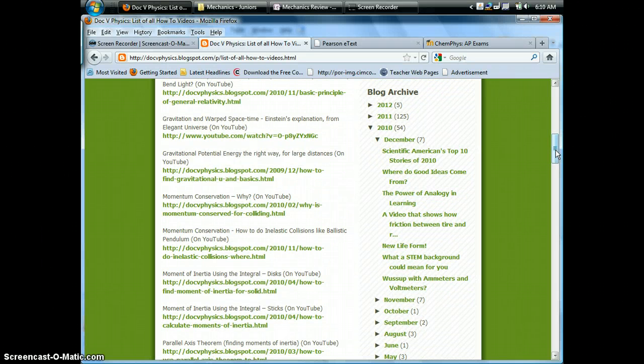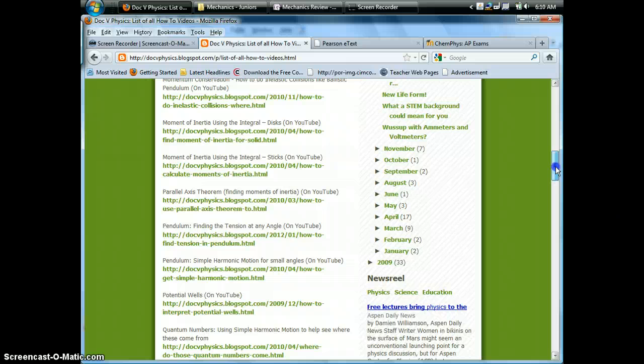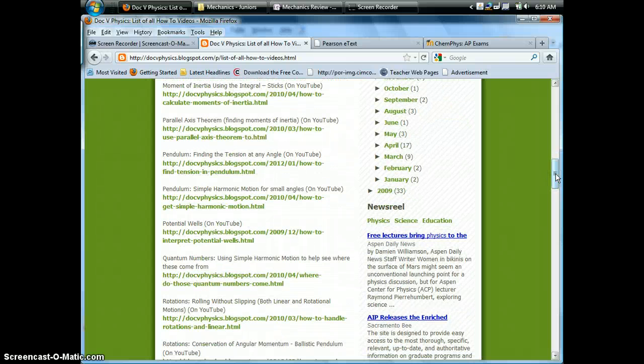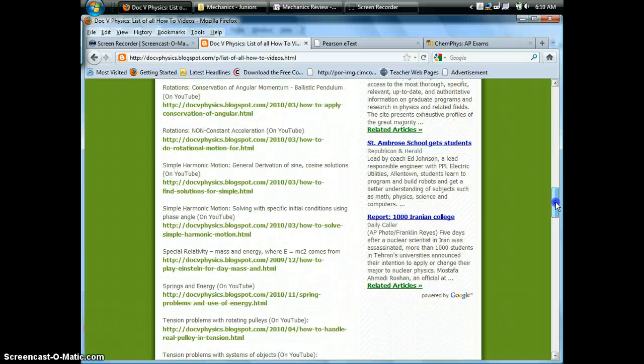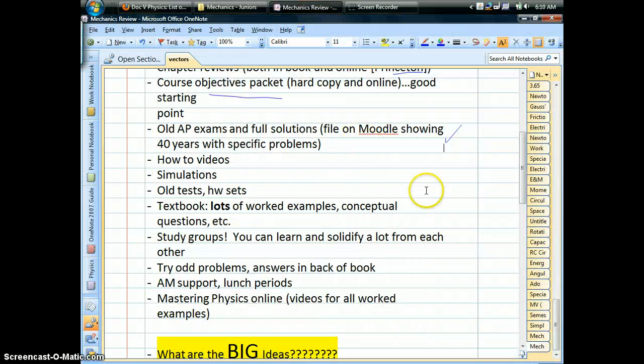For the 3-4 class, momentum stuff and collisions, lots of things on rotations. We've got something on the pendulum. We've got things on those systems, how to find the tensions when you have multiple objects tied up, and so on. So there's lots of stuff there. People have said they're helpful, so I hope they are.